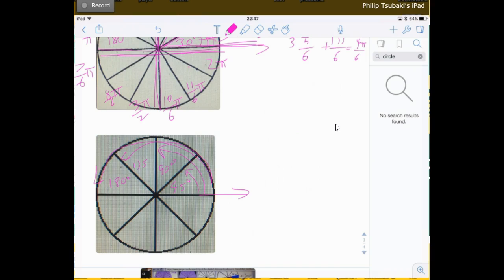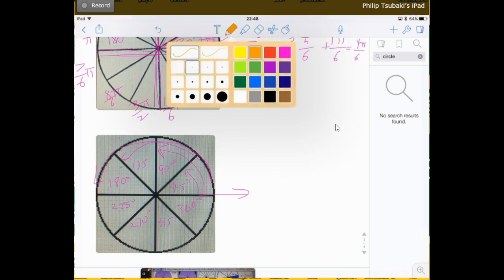Then the next one's going to be 225. Next one's going to be 270 degrees. Next one's going to be 315. And finally, the next one's going to be 360 degrees. Right? Now, let's represent those as radians.